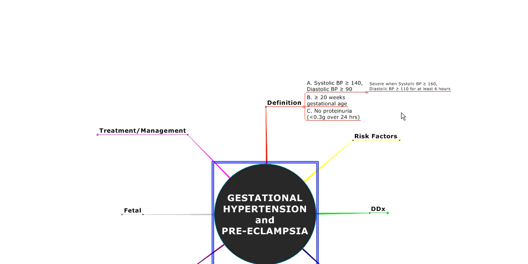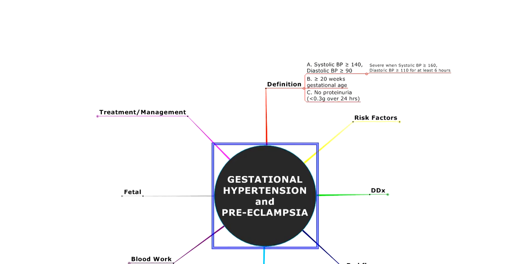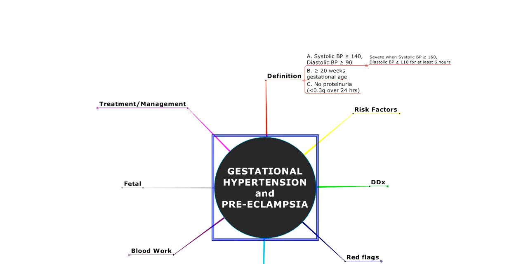When proteinuria is present, the hypertensive disorder is then classified as gestational hypertension with preeclampsia. Preeclampsia is the second leading cause of maternal death worldwide, second only to postpartum hemorrhage. The exact cause of gestational hypertension is unknown.